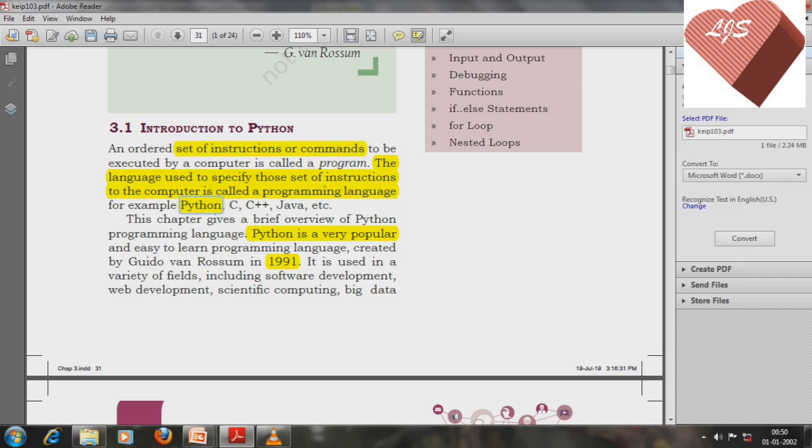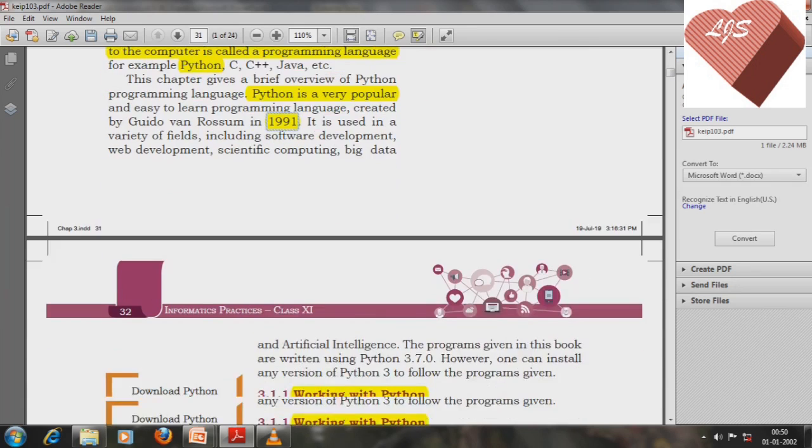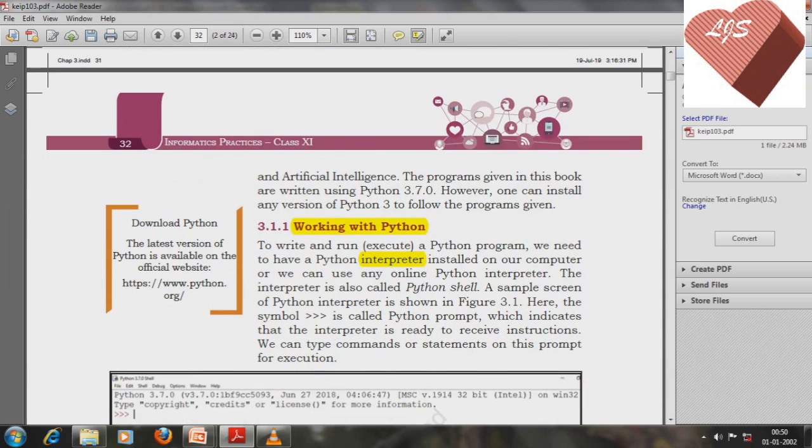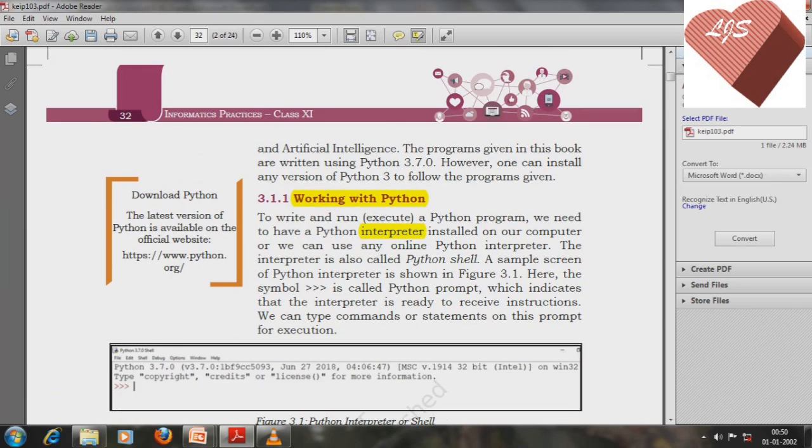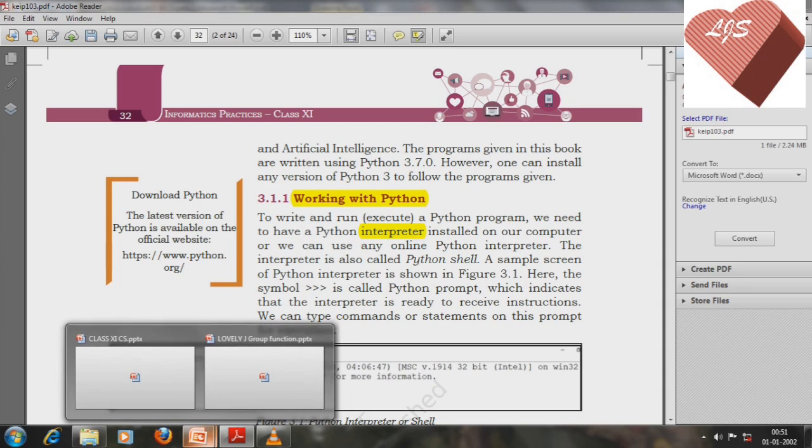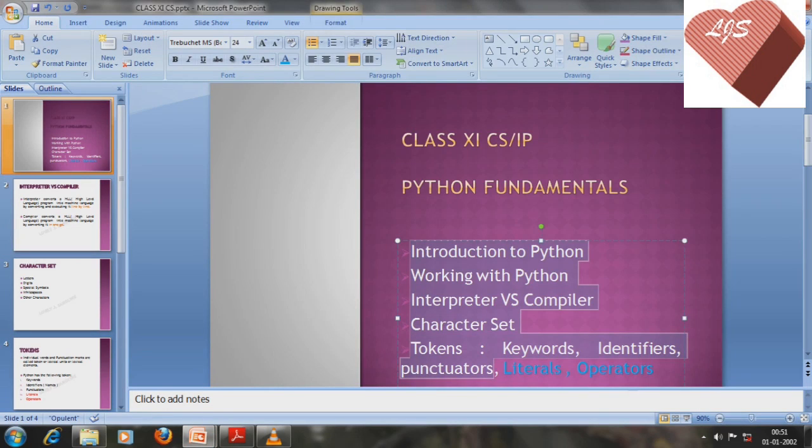A computer does not understand human languages such as English, Hindi, or any languages that can be understood by human beings. Therefore, a computer needs programming language for instructions. So now let us see how it works. Since the computer cannot understand human language, it needs an interpreter to interpret or to translate the commands provided by the users to the computer. Now let us have a look at an interpreter.